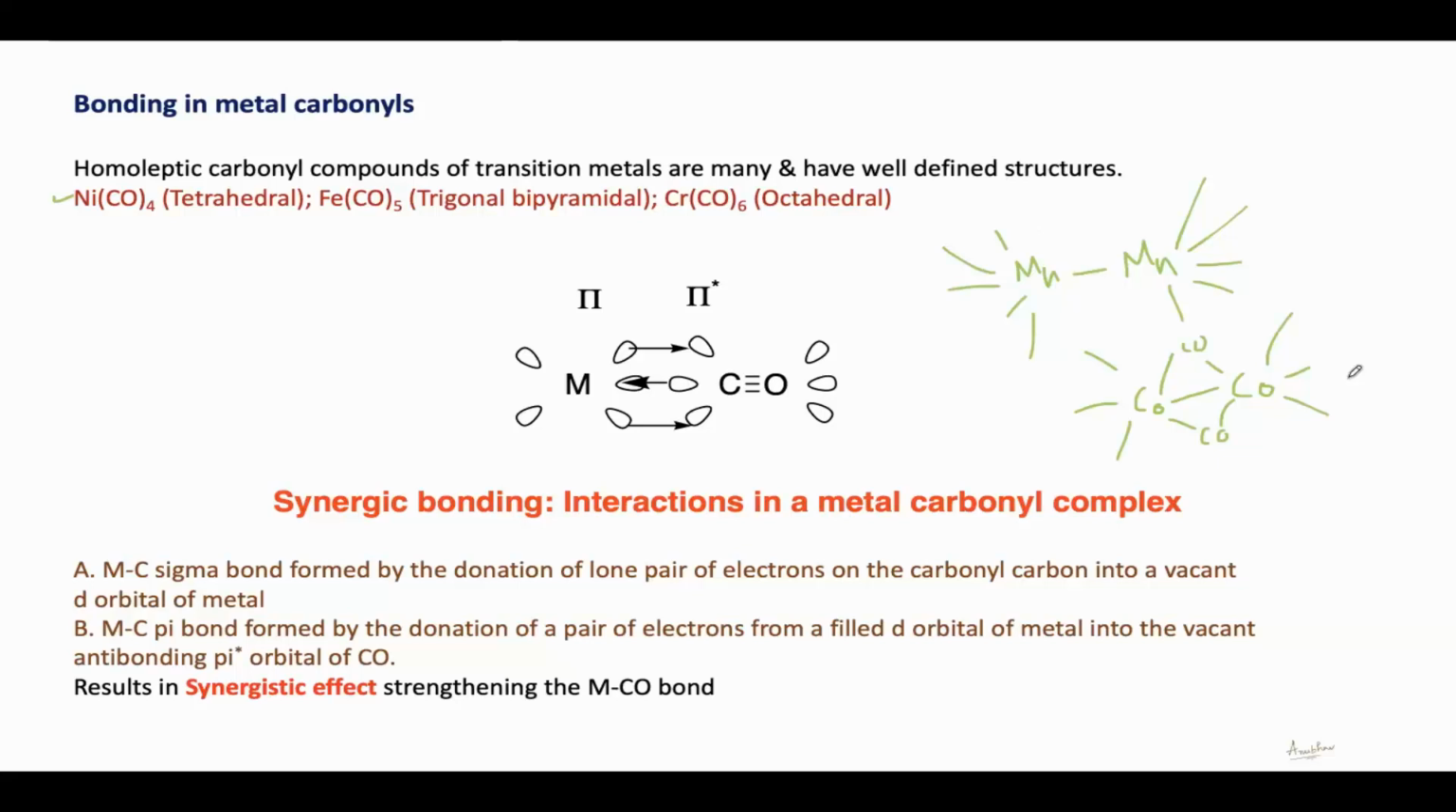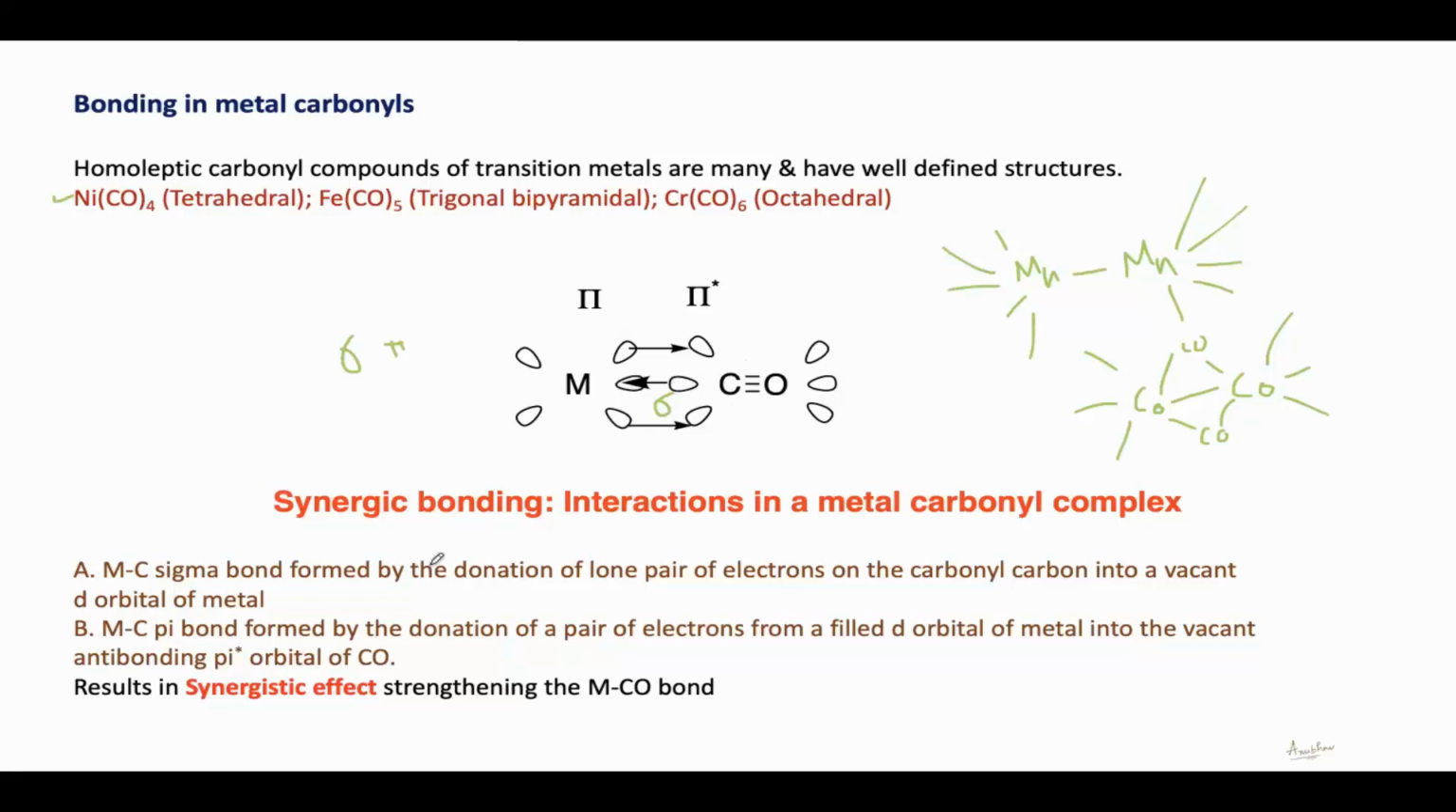I have drawn a typical picture for your reference to see which kind of bonding is present in metal carbonyl. This metal carbon bond in metal carbonyl possesses both sigma character and pi character. The M-C sigma bond is formed by the donation of a lone pair of electrons on the carbonyl carbon into a vacant d orbital of a metal atom. Here you can see this is the sigma bond that is forming between the CO and the metal, by the CO lone pair and the metal vacant d orbital.